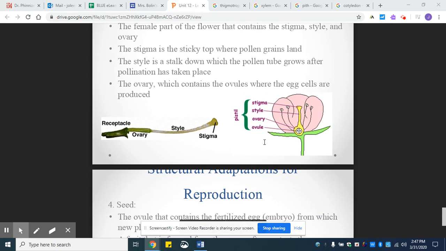In the picture, we have the receptacle. It shows you the ovary and the style and the stigma. And then you have the pistil with the stigma toward the top, the style, the ovary, and the ovule.